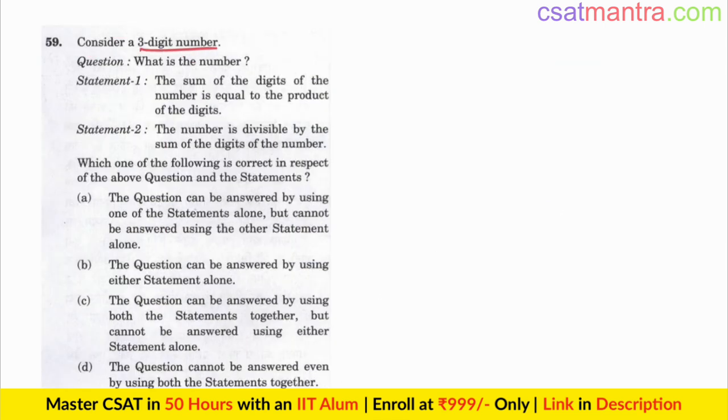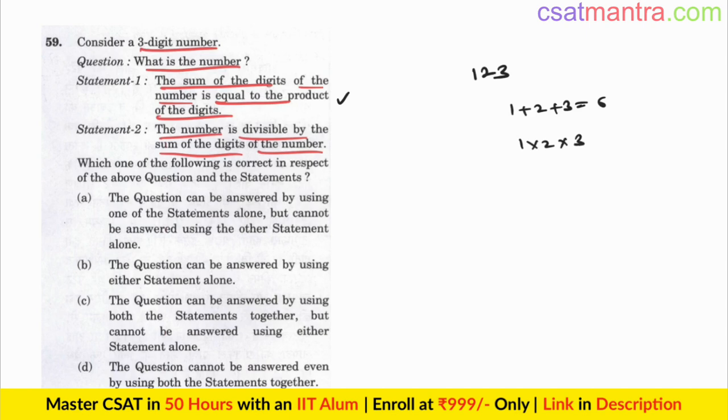Consider a 3-digit number. What is the number? This is the question. Now, statement 1. The sum of the digits of the number is equal to the product of the digits. The number is divisible by the sum of the digits of the number. The digits which satisfy this condition are 1, 2, 3. Say you have the number 1, 2, 3. Sum of the digits 1 plus 2 plus 3, 6. Product of the digits 1 into 2 into 3, 6. Now 3, 2, 1 also satisfies this condition. 3, 1, 2 also satisfies this condition.